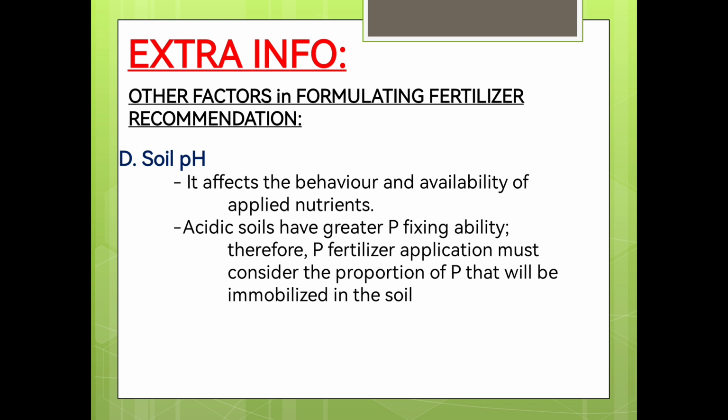So, acidic soils have greater phosphorus fixing ability. So, hindi siya na-available ng tanim. Therefore, phosphorus fertilizer application must consider the proportion of phosphorus that will be immobilized in the soil. So, i-adjust mo ngayon kung gaano kadami yung phosphorus or yung pH na kailangan mong ma-adjust para ma-available siya ngayon sa tanim.